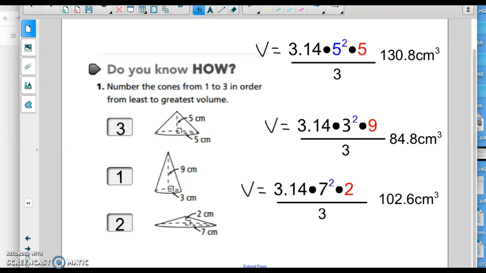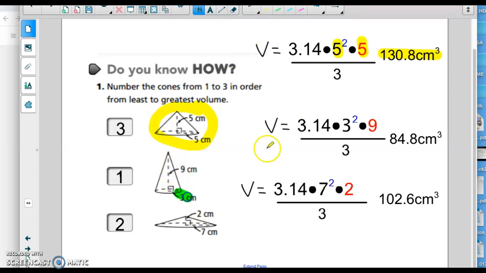Okay, so this looks like a lot, but we're going to take it piece by piece. So this one here, I put right here, so my radius was 5, my height was 5, and I got for my total volume 130.8 centimeters cubed. And I just decided to round to the nearest tenth. It doesn't tell me to do that because remember, this is not what the problem is asking me to do.